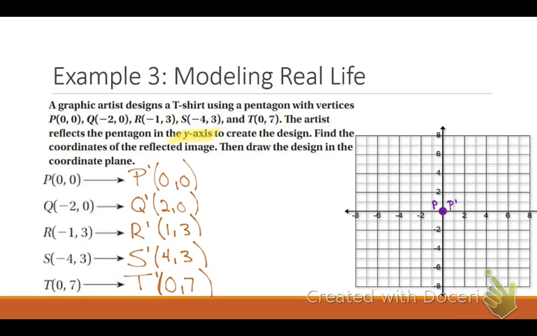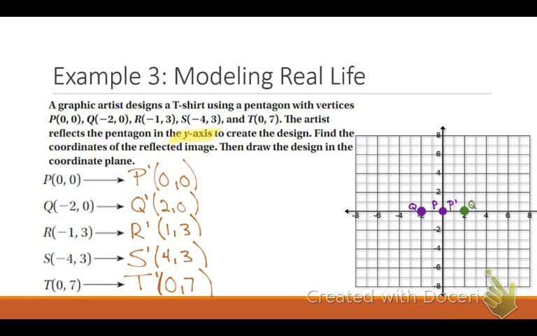All right, now let's do point Q, the original Q and the new Q. Don't connect these lines yet either because I have to give you one more tip. The original Q is negative 2, 0. And the new Q is 2, 0. And you're going to see that with all these points, they're the exact opposite on either side of the axis that you're reflecting. All right, try R, S, and T.